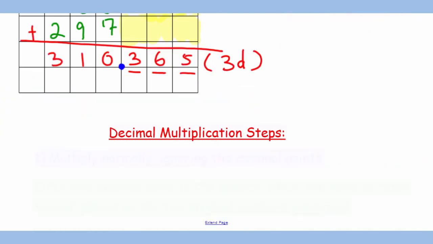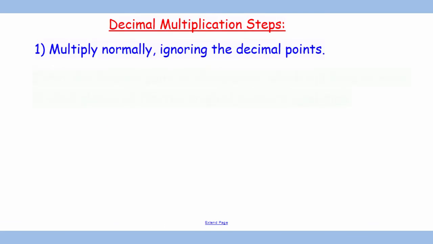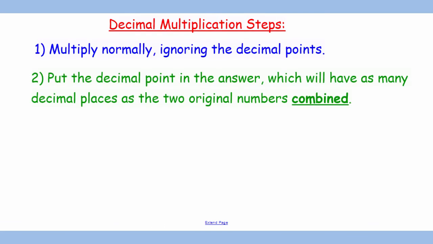Now to wrap up the lesson, how do you multiply decimals? You multiply normally, ignoring the decimal point, using the stacking algorithm. You put the decimal point in, which will have as many decimal places as the two original numbers combined. And the reason for this is that when you multiply by base 10, you're adding the zeros together.